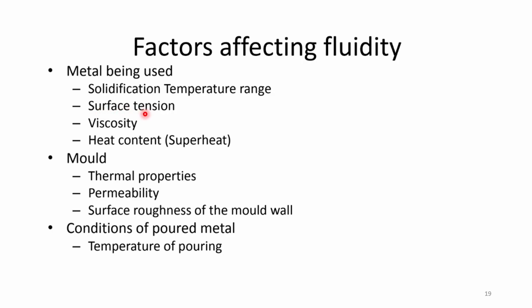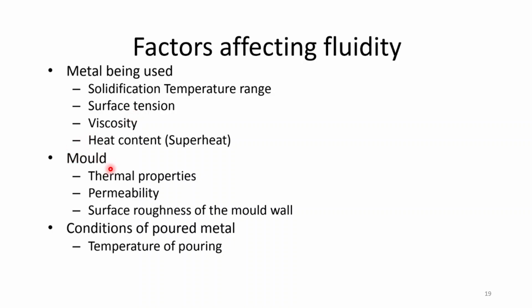And next is surface tension. Surface tension will also determine fluidity. If it has very high surface tension, then fluidity will be less. Viscosity will depend on temperature above melting temperature as well, so how much superheat you have provided. Next is heat content, superheat. So how much heat your metal can hold will also matter.